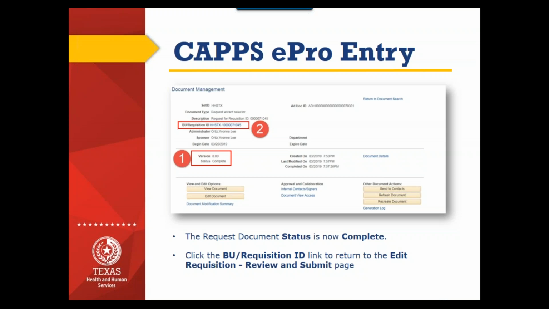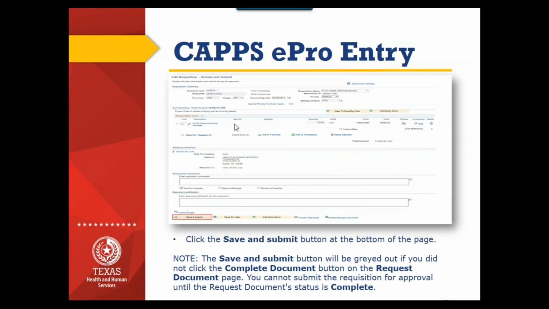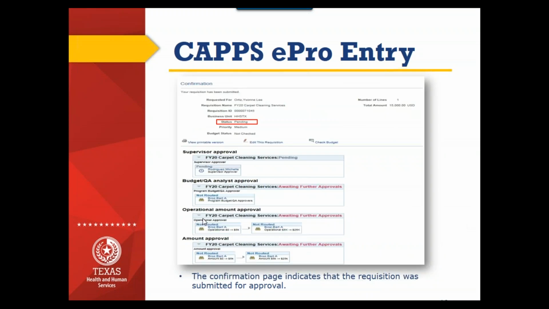So you want to make sure that you are using this hyperlink to get back to the main screen, okay? So you'll notice I click complete. Now I'm going to click that hyperlink to get back to the review and submit page. So now I'm back at the main screen, and now you will see that the save and submit button is now highlighted and colored at the bottom of the page, bottom left. So you'll click save and submit and your request has been sent.